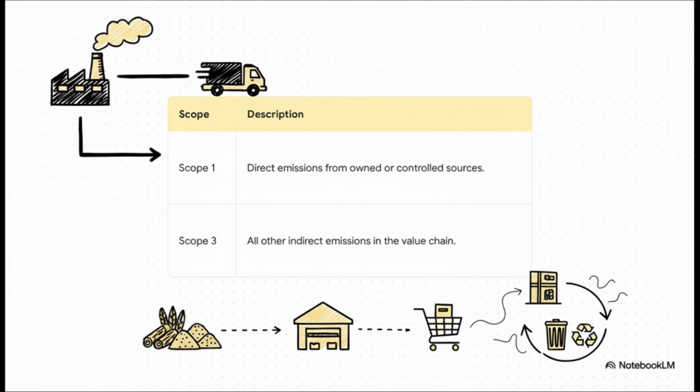Okay, so let's break down these scopes. Scope 1 is the easy one. It's the direct emissions from stuff a company owns or controls. Think of their factories or their delivery trucks. Now, Scope 3, which you see here, is the big one. It's often the largest and the hardest to track because it covers all the indirect emissions in a company's entire supply chain, from the raw materials they buy to what happens when you, the customer, use their product.